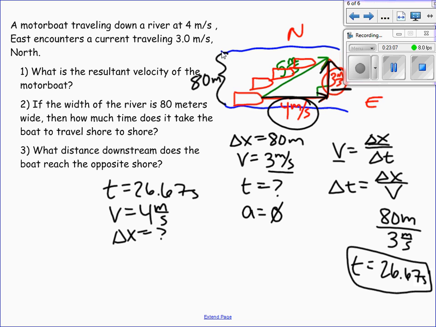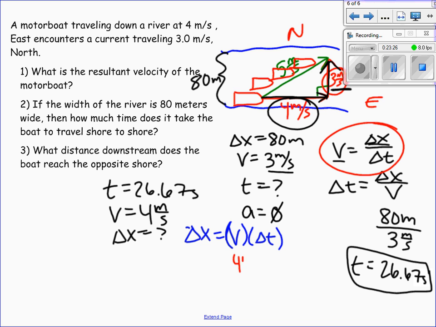So we're going to use the same equation that we did over here. We're just solving for a different variable. We're going to go ahead and solve for delta x. So I would rearrange the equation to be delta x is equal to velocity times delta t, or time. My velocity is 4 meters per second, and my time is 26.67 seconds. Multiply those out, and I would end up getting my delta x downstream is approximately 106.67 meters.